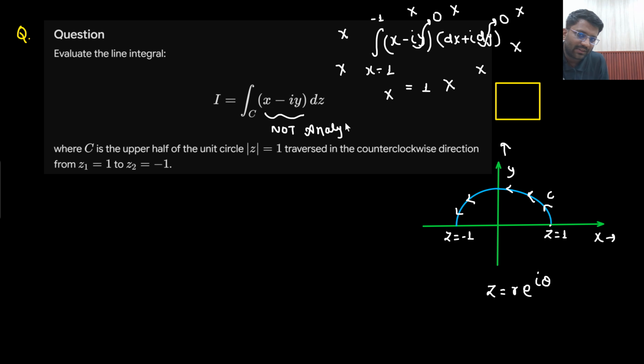That means you cannot change the path. You have to move along this path only. Now in this path, what is the scenario? z equals r e to the power iota theta. I hope you have understood what I have done here. What I did, nothing. In place of dz, I have put dx plus iota dy.